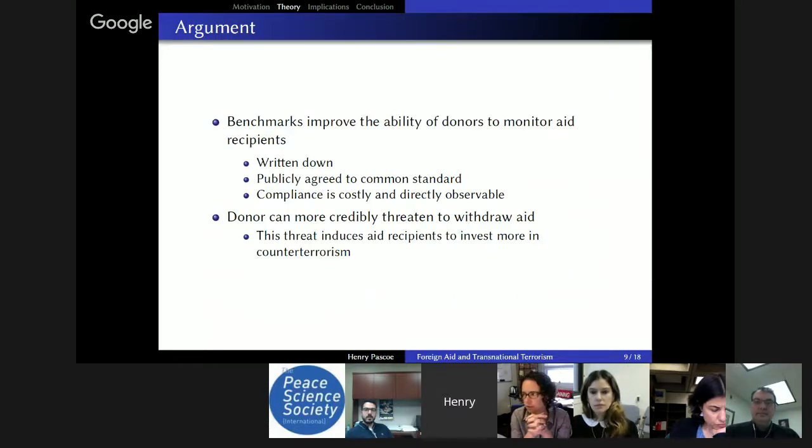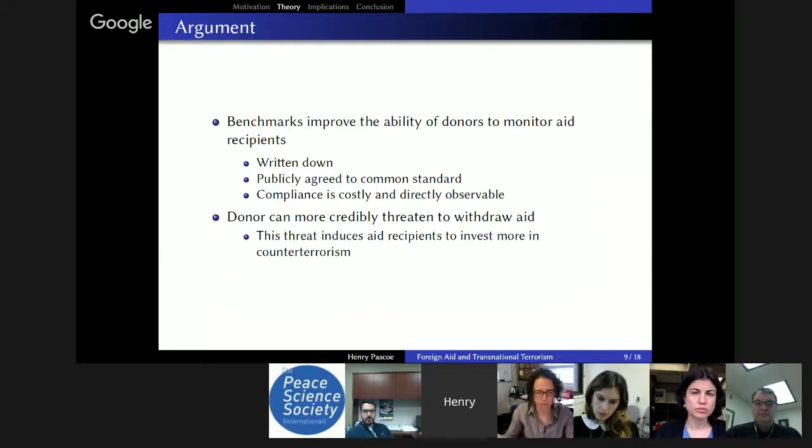So my argument is that because these benchmarks are directly observable, they improve the ability of donors to monitor aid recipients. So the passage of a domestic law, whether you prosecute terrorists, and whether you regulate banks are each directly observable. And because they can't be attained without significant investments in counterterrorism, they're not cheap talk. So it's by observing these costly to obtain benchmarks and whether they are met, donors better gauge counterterrorism investments by recipient states, which makes threats to withdraw aid more credible. And this threat of punishment constrains misappropriation and makes foreign aid more effective as a counterterrorism tool.